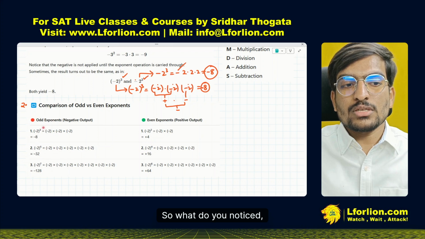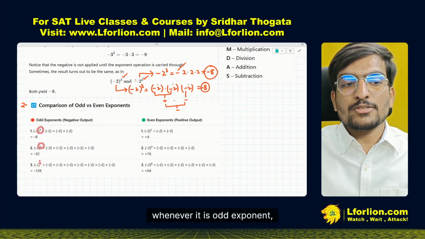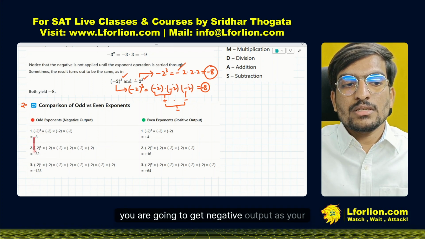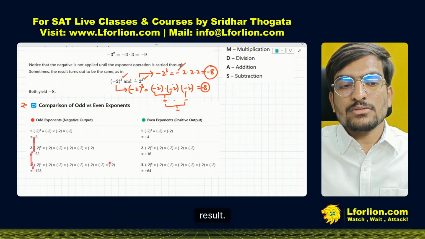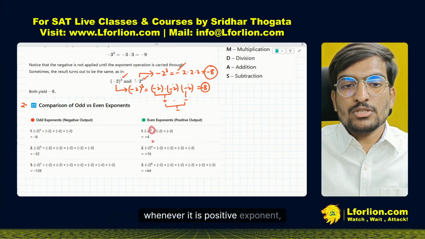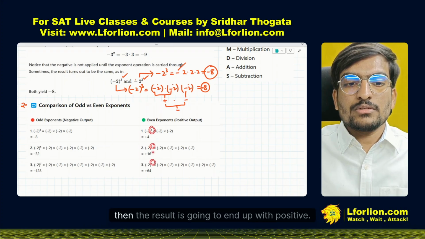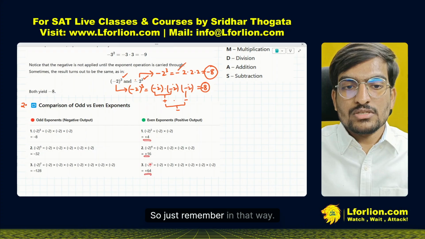So what you noticed, whenever it is an odd exponent, you are going to get a negative output as your result. In the same way, whenever it is a positive exponent, the result is going to end up positive. So just remember it that way.